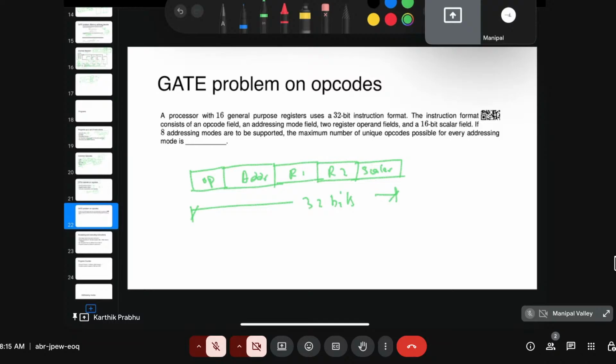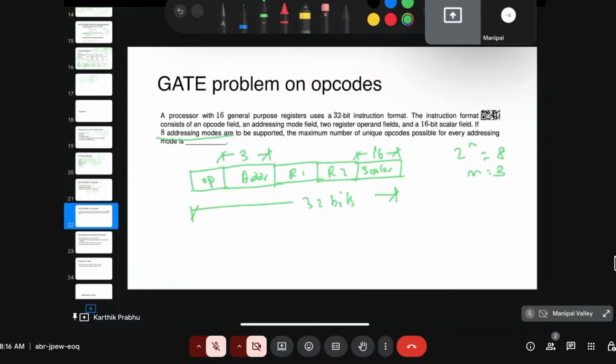They've also said that there are 8 addressing modes. So for supporting 8 addressing modes, how many bits do we need? From memory, we have already learned that we need 2 power n equal to 8. So n must be 3 here. So we need 3 bits to support the addressing mode. The width of this is going to be 3. And for the 16-bit scalar field, automatically you get the width as 16.